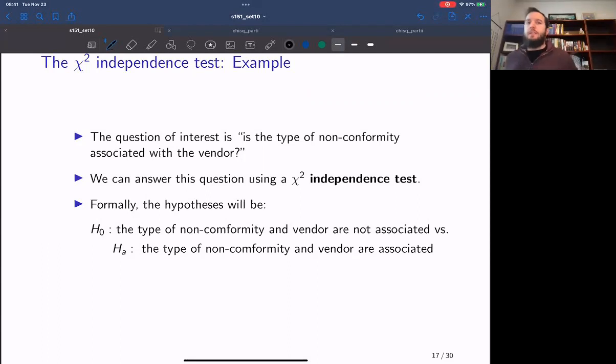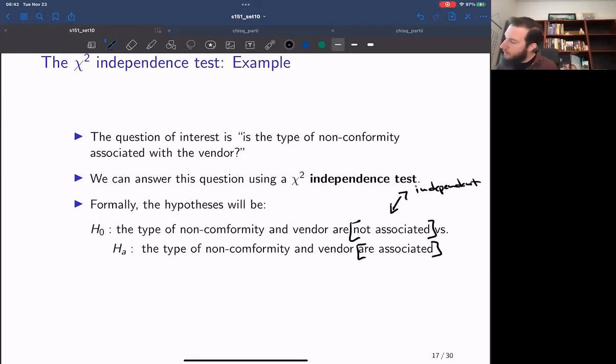So on slide 17, I have the null hypothesis written as type of nonconformity and vendor are not associated. Not associated is the same thing as being independent. So you can write it as type of nonconformity and vendor are independent, or you can write it as type of nonconformity and vendor are not associated. And again, in the general case, variable A and variable B are independent, or variable A and variable B are not associated.